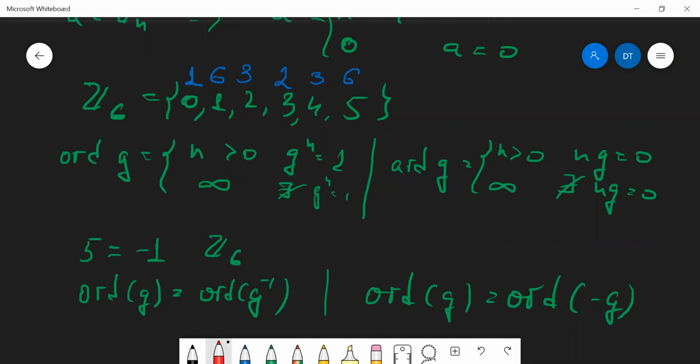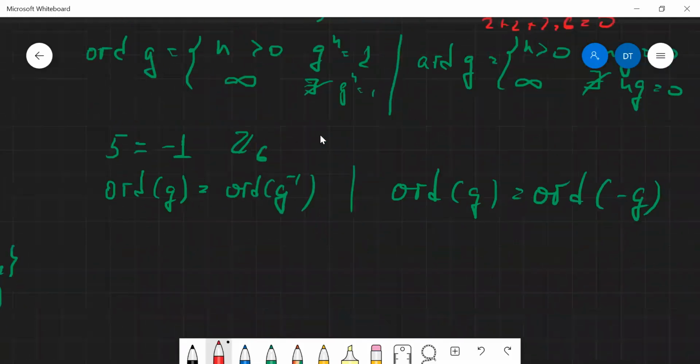Let me write down the computation here. By the definition, what is the order of 2? You consider 2 plus 2 plus 2, k times, where k is at least 1, and you find the least possible k when it becomes 0. So 2 is not 0. 2 plus 2 is 4, which is not 0. And 2 plus 2 plus 2 is 6, which is 0. So 3 is the first time when you get 0. Yeah, okay, thanks.